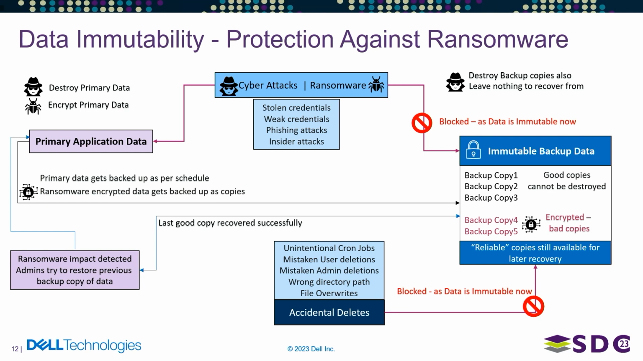Earlier, they didn't have anything, and they had to either pay the ransom or start from fresh. So it was all chaos over there. But immutability came to the rescue, and it prevented all those good copies from being destroyed, and then we could recover something. And accidental deletes are now completely out of scope because they are locked copies, and nobody can delete them, whether intentional or unintentional. So that is also safe. This is how immutability comes to aid during ransomware or cyber attacks, right? Which is common nowadays.